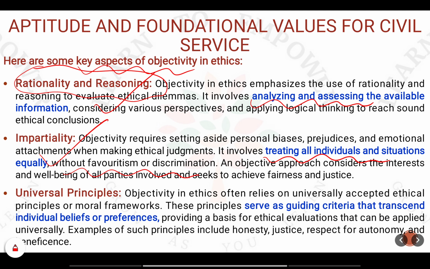Now this rationality or objectivity is a universal principle. You can prove why you have taken the decision in a particular way when you took it in a rational manner rather than in an emotional manner, right? These principles serve as a guiding criteria for individuals beyond their beliefs or preferences, right?